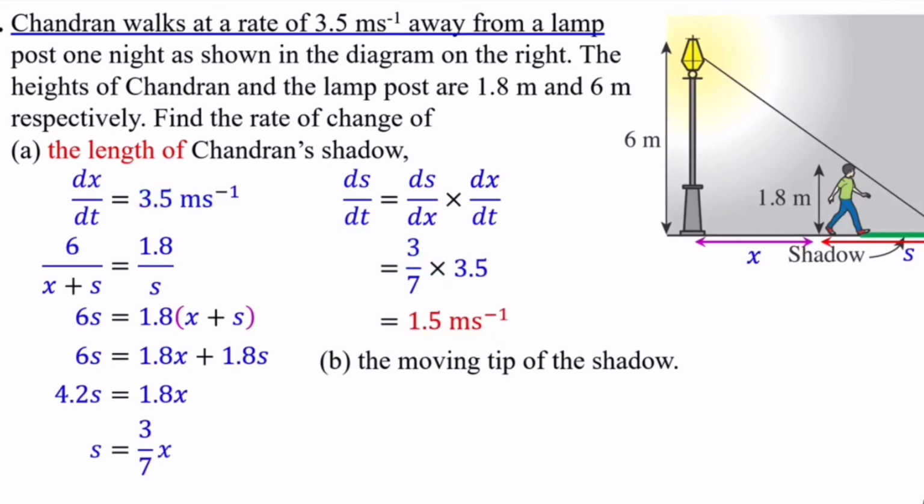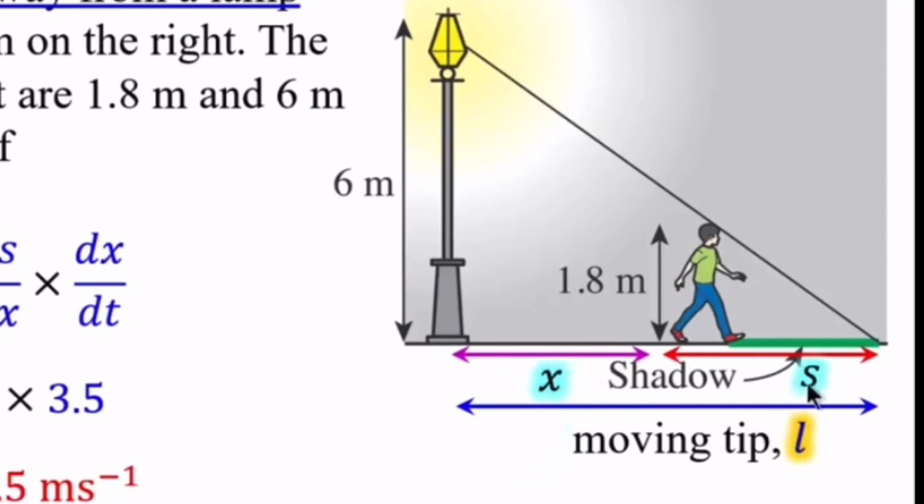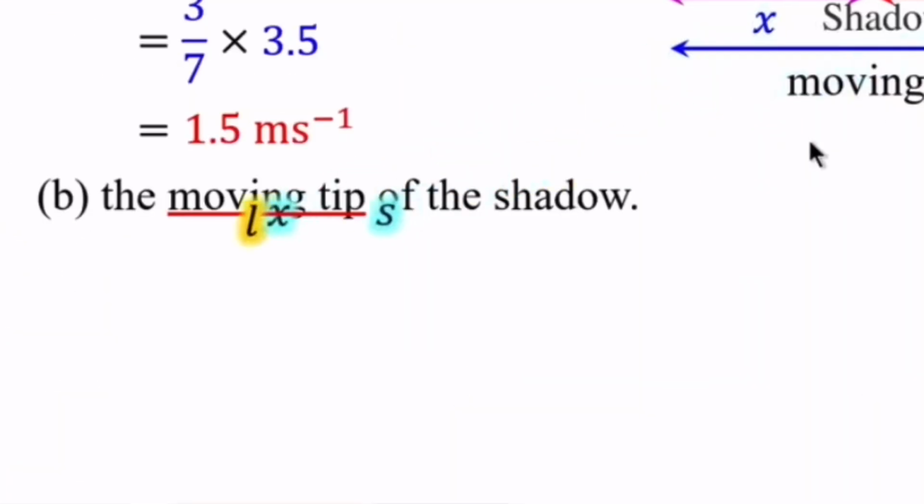Okay, so let's solve part B. For part B, we need to work out the length, which we call L. So this is the L, the moving tip. We label the moving tip L, which is the measurement from the lamp post to the end of the shadow. So the moving tip is equal to the length x plus s.